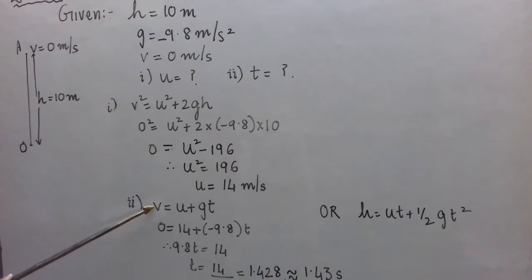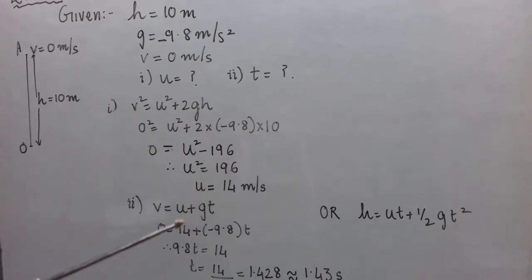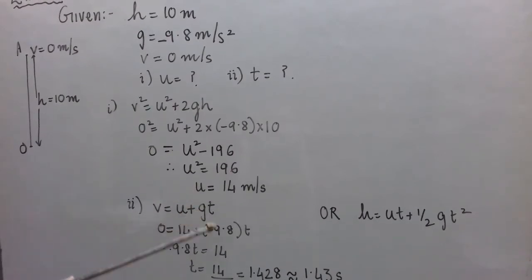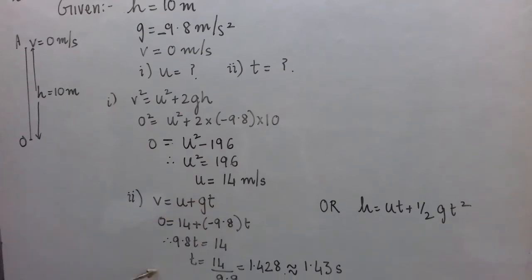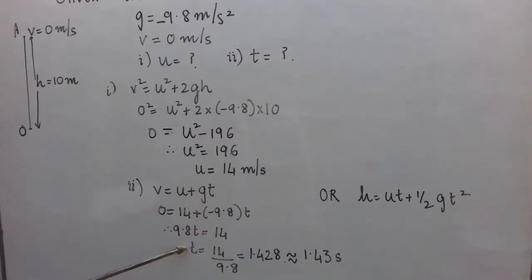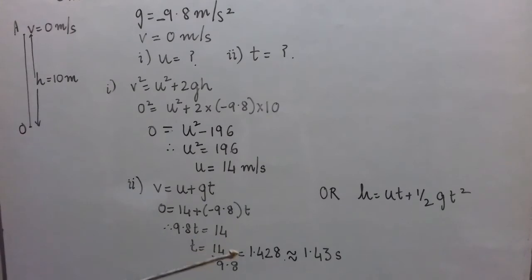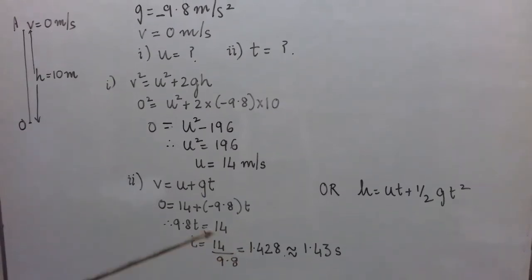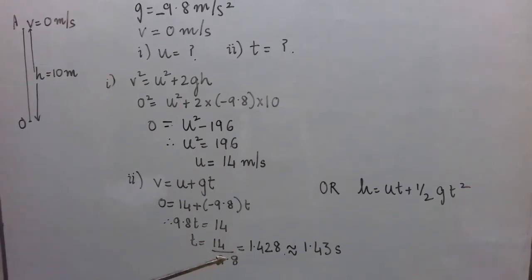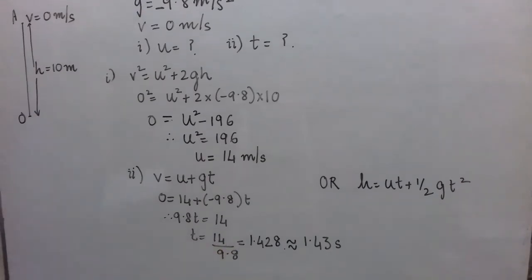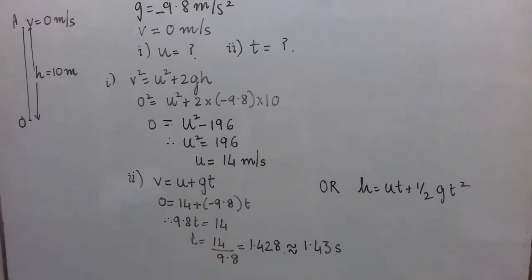So just put the value of V and U we have found just now. Take care, G is negative, and when you do the simplification, you get T is equal to 1.428 seconds. And rounding off to 2 decimal places, we can write this time taken as 1.43 seconds.